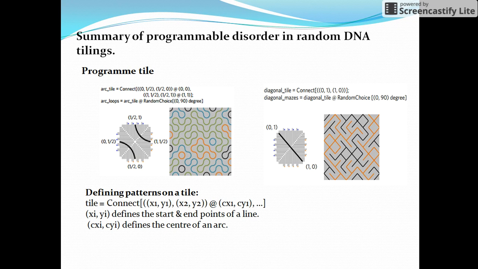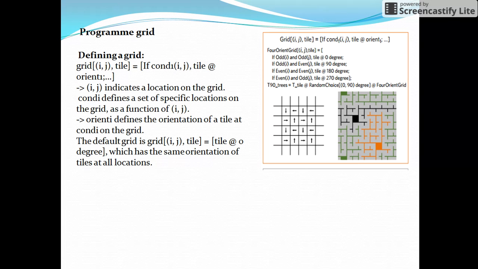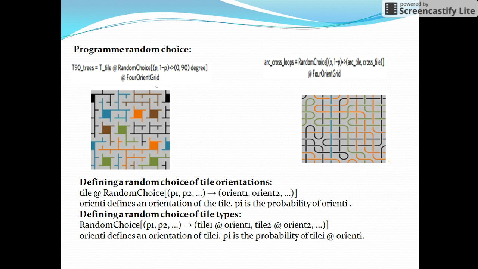Here's the summary of programmable disorder in random DNA tilings. Program tile: here you can see that we have programmed this programmable tile in the software, where xi, yi define the start and end points of a line and cxi, cyi define the center of an arc. Here's another example, a program grid, programmed in the software, defining a grid. Here, i, j indicate the location on the grid. Oriented defines the orientation of a tile. As the last one, program random choice. Here, oriented defines an orientation of the tile and pi is the probability of the orientation.